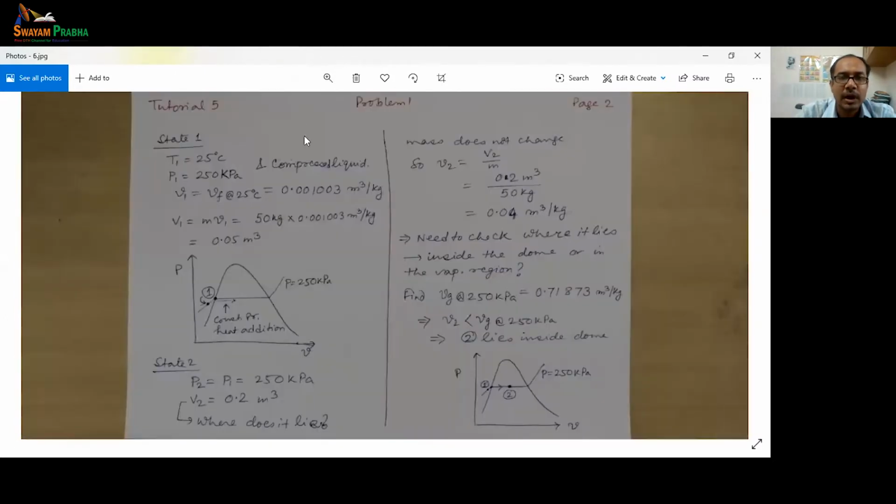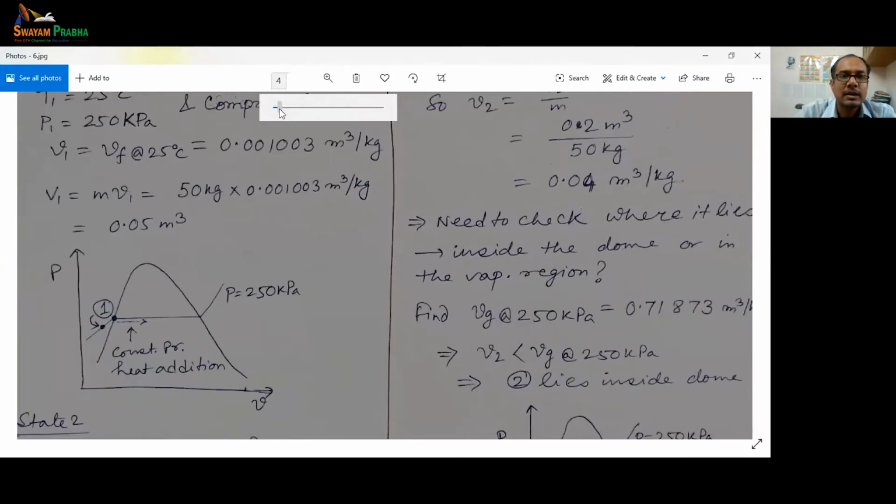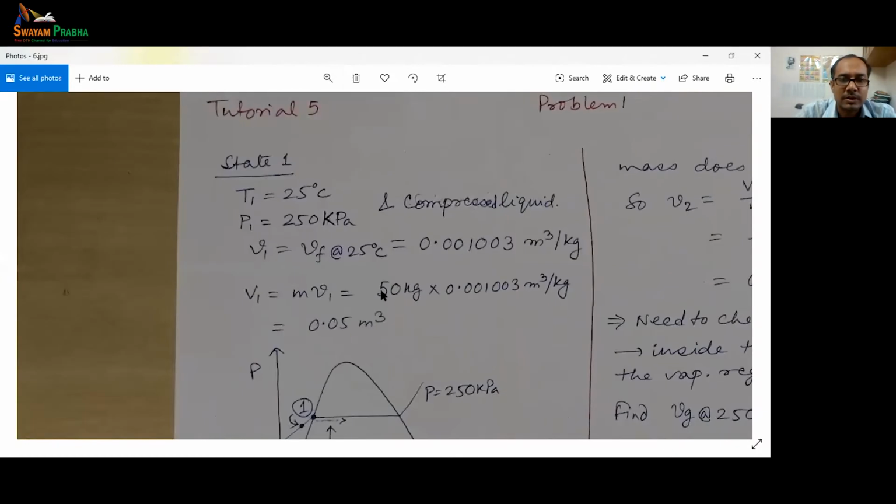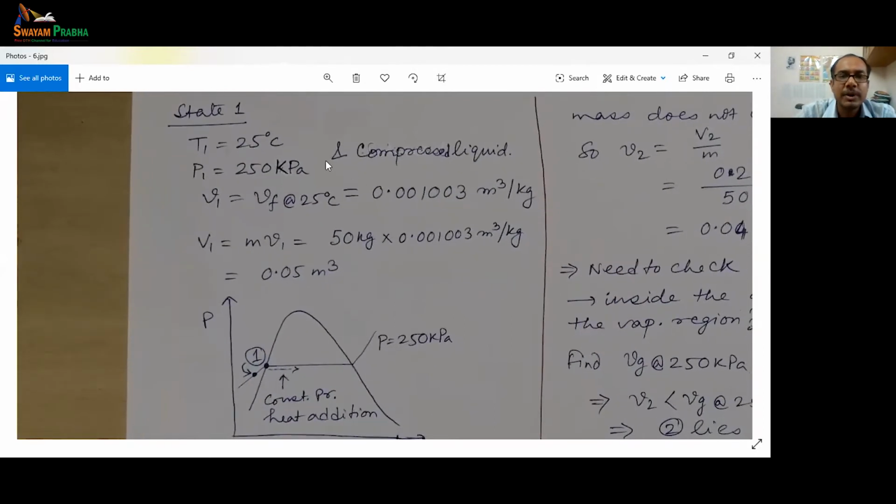from whatever values we are given. So let's look at state 1 first. Okay, state 1, temperature is given to be 25 degrees centigrade, pressure is given to be 250 kilopascal, and it is also given that it's compressed liquid. Okay, so now it's compressed liquid.